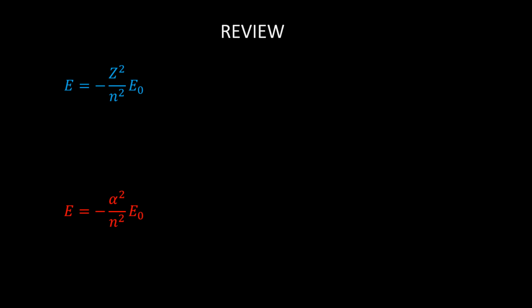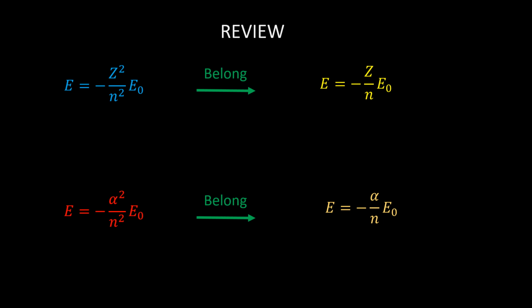We also saw that, by using the more general approach that I presented, the energy of the electron is rather E0 Z over N and E0 alpha over N for planets, and we demonstrated that these energy formulas from the Bohr approach were actually subsets of these ones, making these formulas the more general formulas for the energy of electrons and planets respectively.